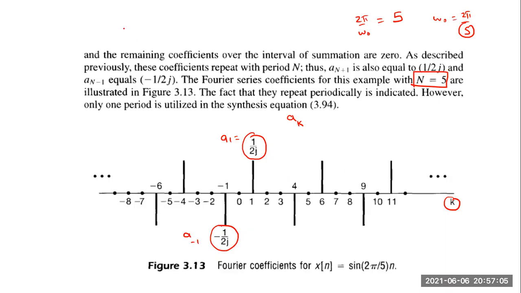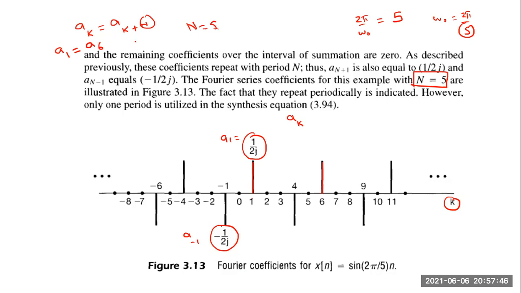Now, the periodic nature of Fourier coefficients for the discrete time case is ak is equal to ak plus N. And for this particular case, we are assuming that the period is 5. It means a1 must also be equal to a6. And you can clearly see this is a1, and then we have the repetition of this at k equal to 6. This signal is going to repeat itself at multiples of this value.